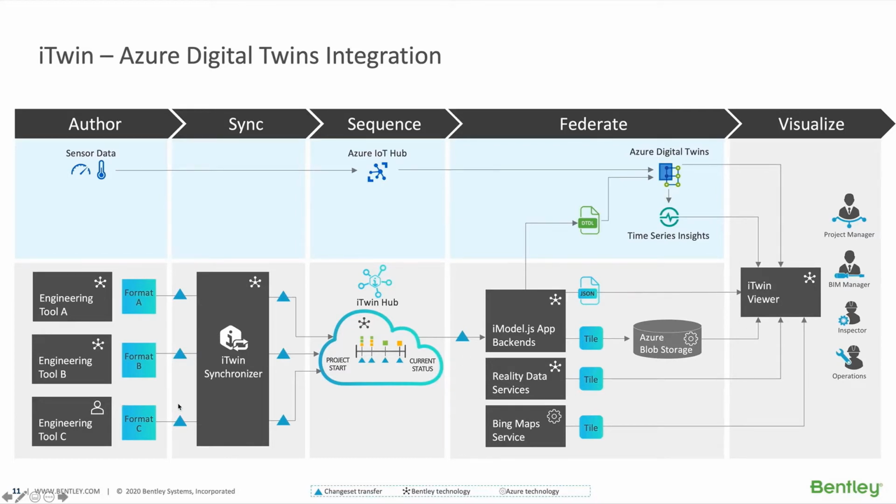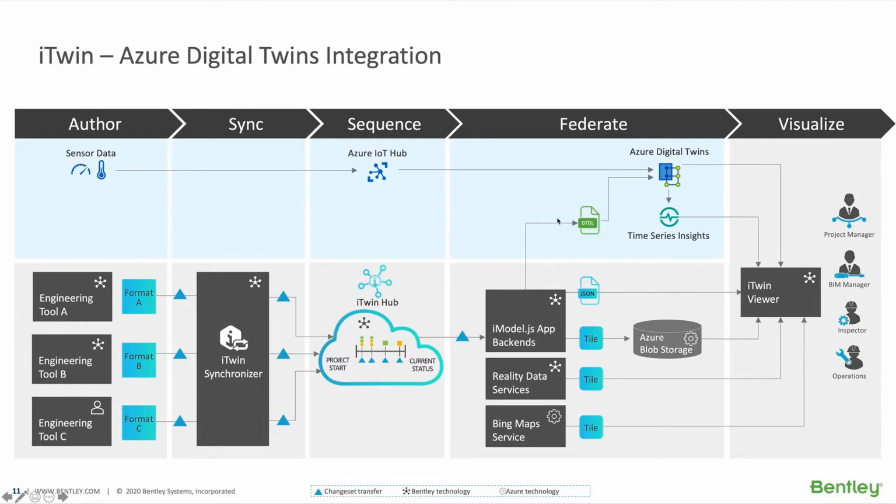You're bringing it all in through connectors. You're able to build up a change ledger, so to speak, in iTwin Hub for the engineering information. You're able to augment it with other information like reality data or terrain information or just background maps, and then bring it to the iTwin viewer. In addition to that, you're able to bring in all of the sensor information through Azure Digital Twins.